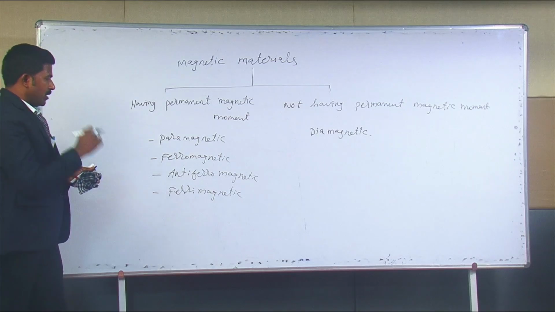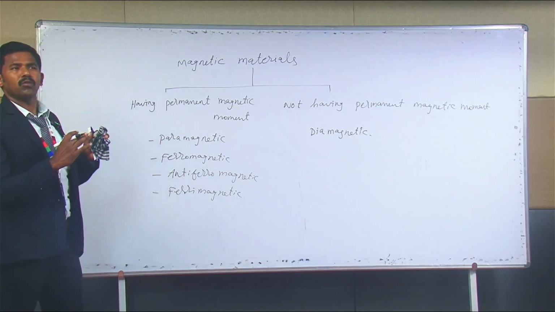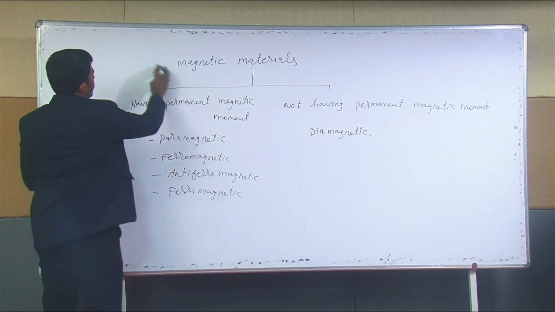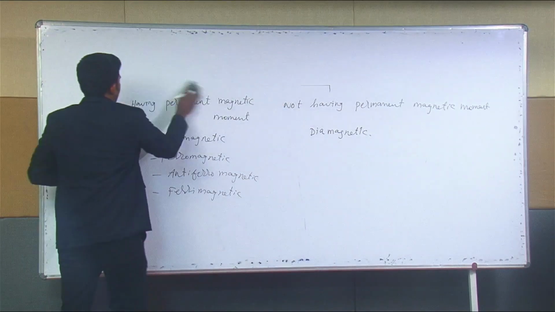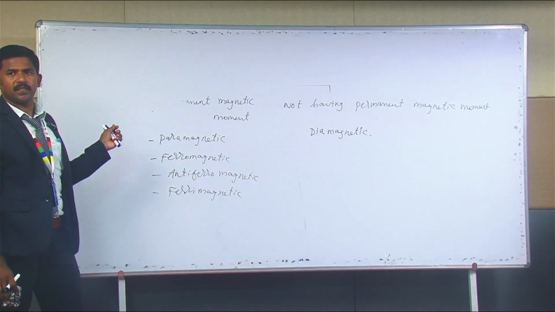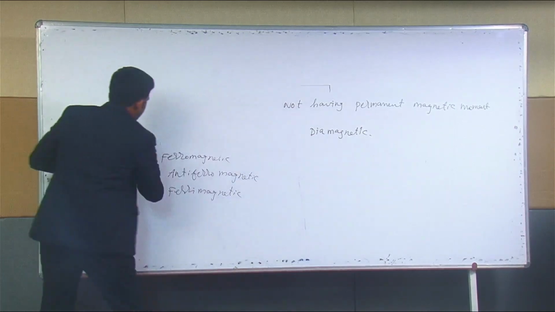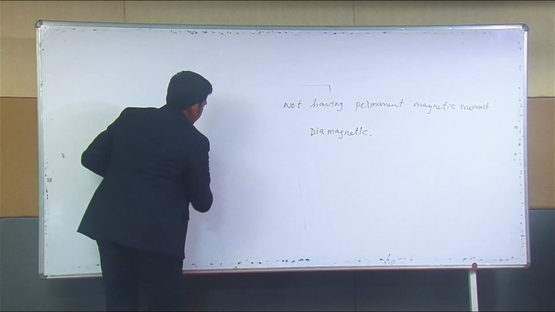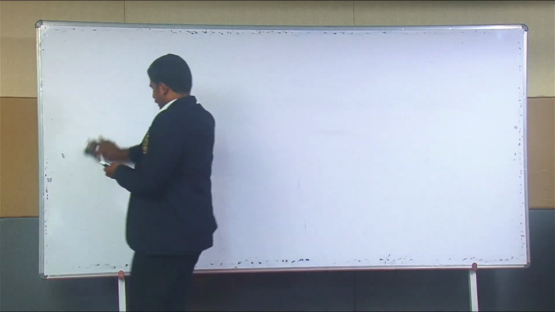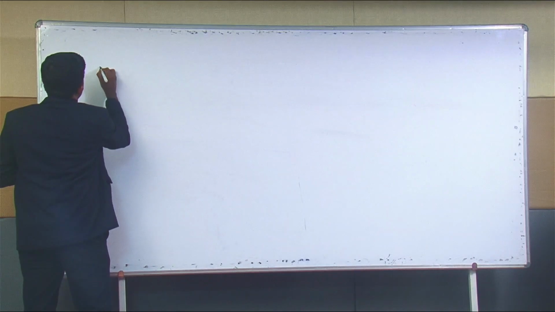Now we are going to classify materials based on how they vary with the external magnetic field. Broadly we can classify it into three. In fact, strictly speaking, we can classify it into five categories. First let us see the broad three categories. I think it will be better to keep the tabular column. So this is diamagnetic.